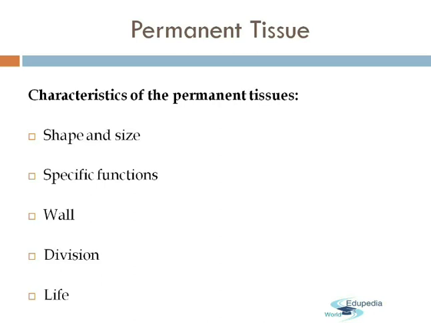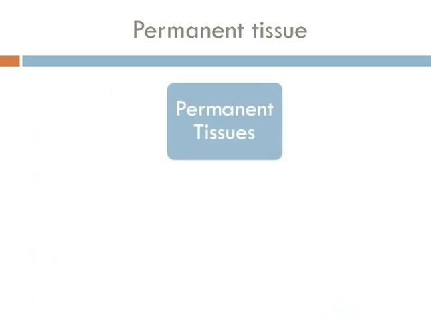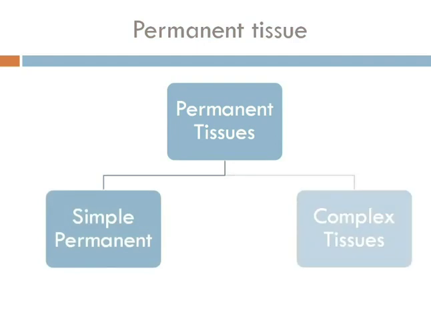So, the permanent cells come to have a specific function. Wall. Now, the wall of this permanent tissue can be thick or thin, and the thickening may be regular or irregular, depending upon where it is located and what is the function of the permanent tissues. Divisions. The permanent tissues generally do not divide. Life. These permanent tissues can be living or they can be dead. Now, these permanent tissues can be basically divided into two categories: the simple permanent tissues and the complex permanent tissues.